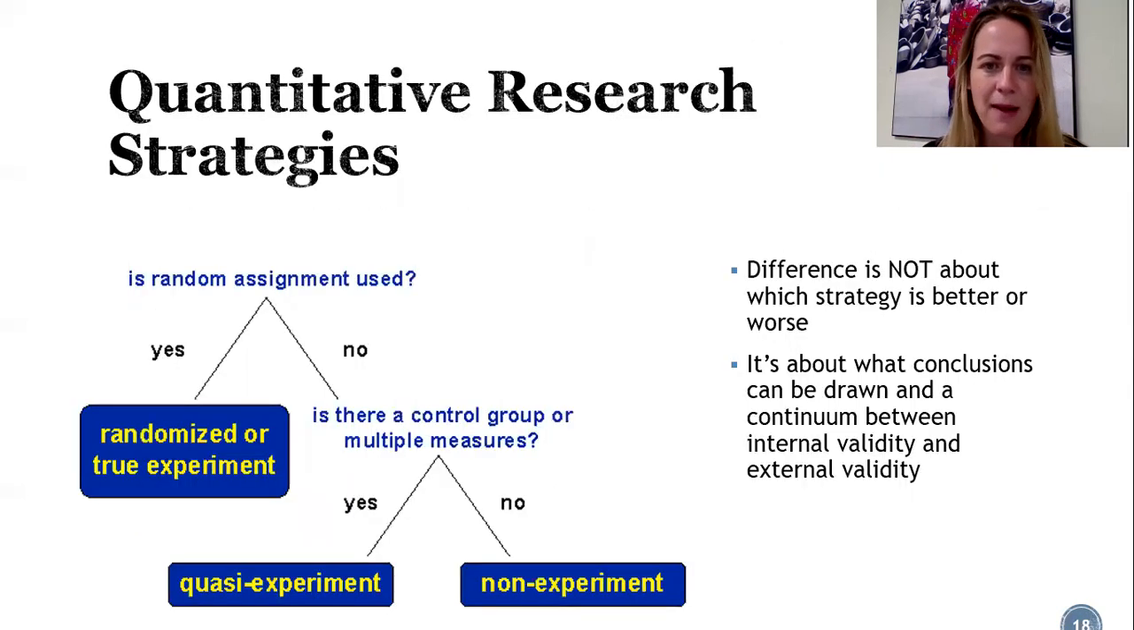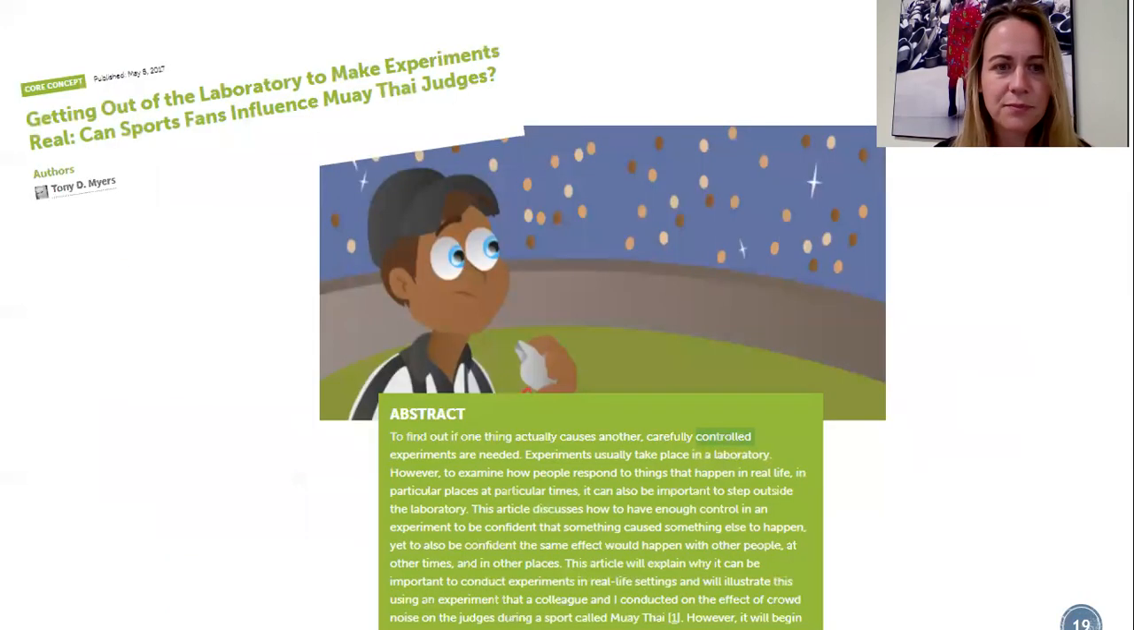So here it is, a schematic. If you're more of a visual person, you can think of this as a continuum between high internal and external validity, where experiments, particularly with their random assignment, will fall higher on internal validity, but as a result fall low on external validity, and quasi-experiments will fall somewhere in between. So it's not about which strategy is better or worse, it's about choosing a strategy that best allows you to answer the questions that you set out to address.